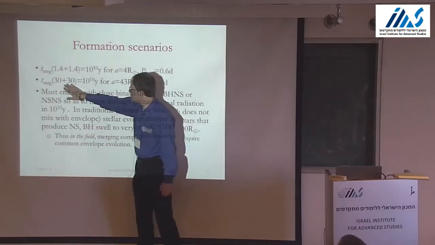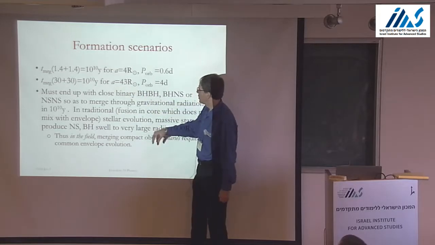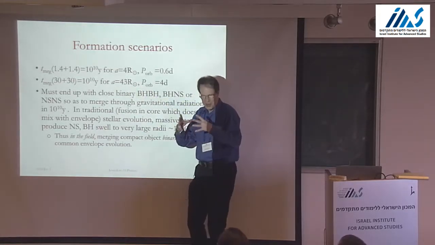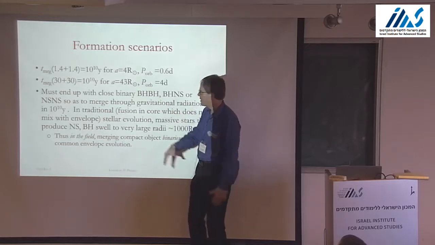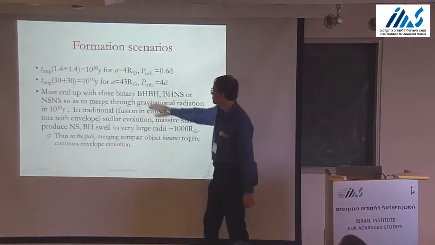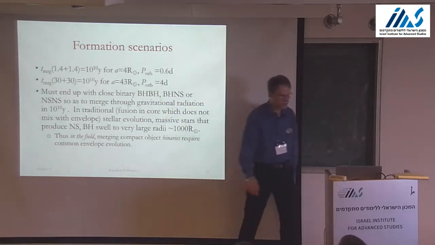If you do 30 solar mass plus 30 solar mass black holes merging in a Hubble time, there you can afford to have them at 43 solar radii, but that's barely enough to fit in a helium core of 30 solar masses, so they're almost the same problem. They're basically contact binaries if you try to make them out of stars, and that corresponds to an orbital period of 4 days.